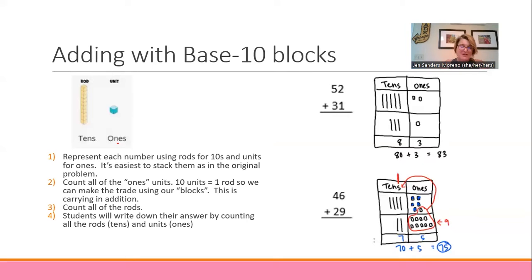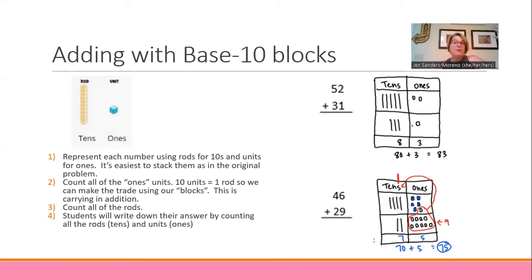As you can see here, I've created a grid for tens and ones, so they can think about organizing it. They would build this first number. I need 5 tens and 2 ones, so they'd grab 5 of those rods or sticks and then 2 of the little unit cubes. Repeat with the 31. So you can see right here we've got our 52 and 31.